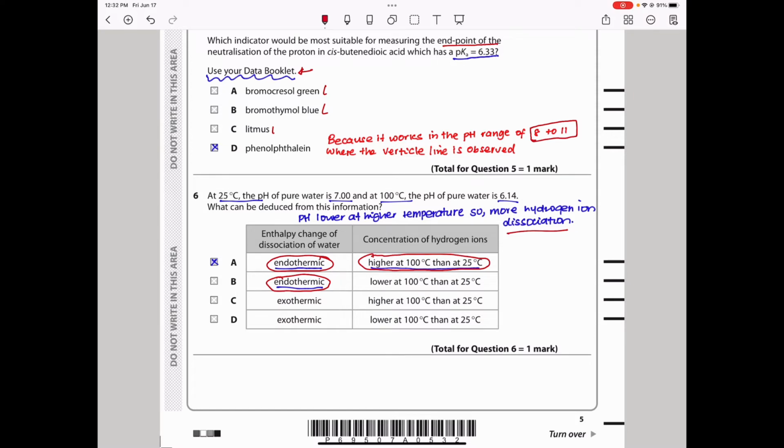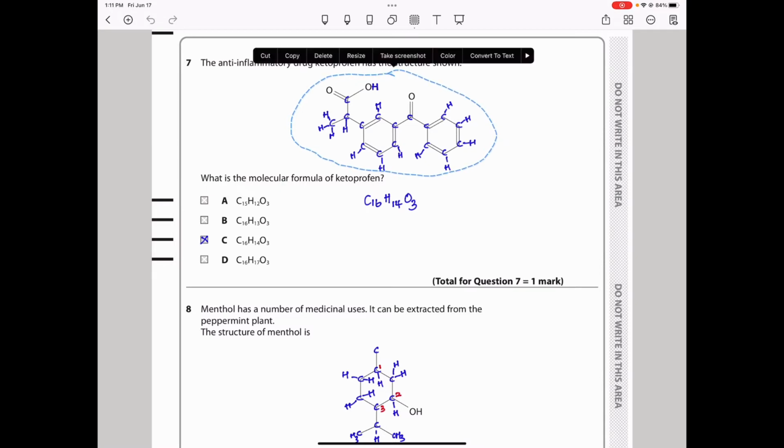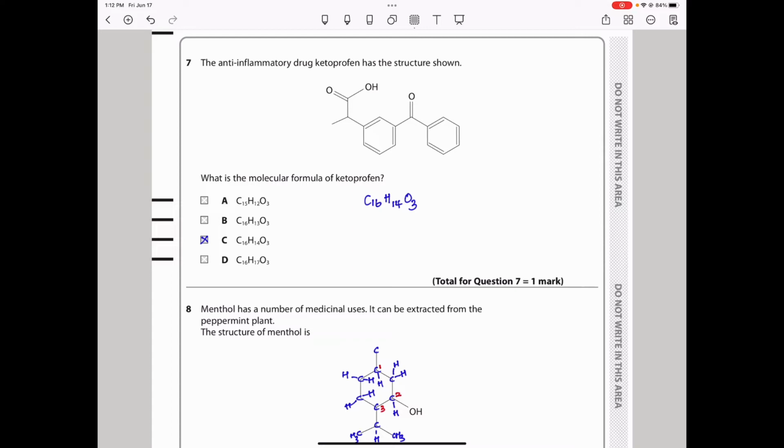So let's continue on to question 7. Question 7. The anti-inflammatory drug ketoprofen has the structure shown below. Let me erase what I wrote so that I can show you how the structure looked previously. That is how the structure looked. So I'm going to insert back what I wrote because I always advise students to draw in the carbons and hydrogens to avoid making mistakes. So the question says, what is the molecular formula of ketoprofen?